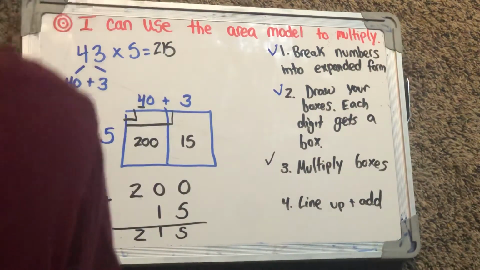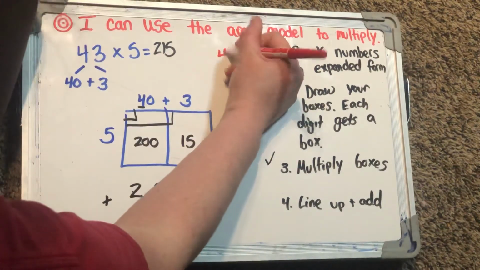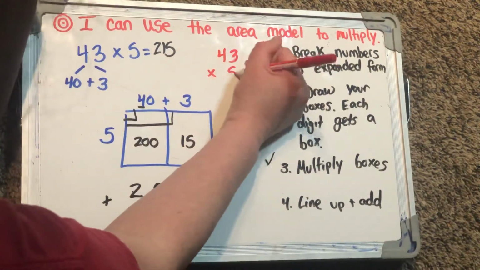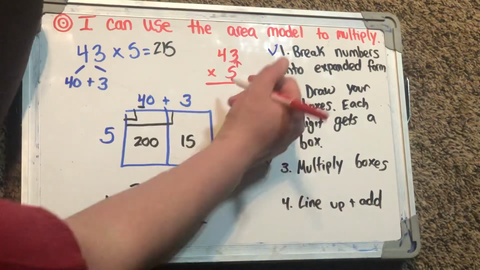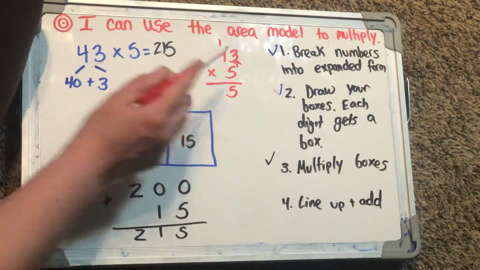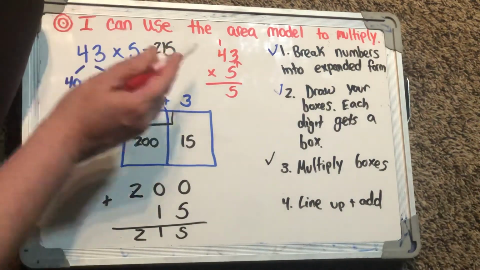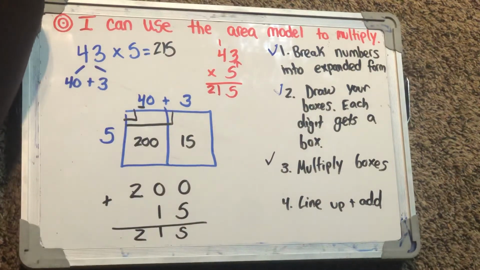Now, just for the sake of showing you, I'm going to check my work. You do not need to do this on the one that you show me. 43 times 5. Start in your ones place. 5 times 3 is 15. Write the 5, regroup the 1. 5 times 4, 5, 10, 15, 20, plus 1, 21. 215.